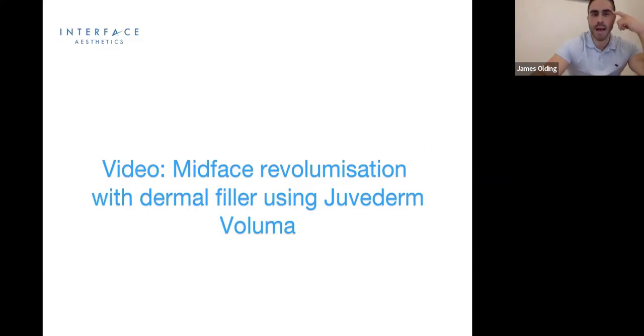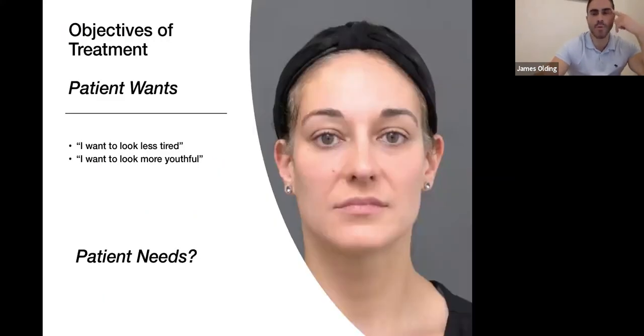So we actually did a couple of things, like I said. We did mid-facial volumization using the Volumer here. We also filled the nasolabial folds. We did some filler around the corners of the mouth and a small amount of filler in the lips as well. And if we think about what her objectives were, let's just recap, so less tired and more youthful. And I think we can safely say we've actually achieved both of those.